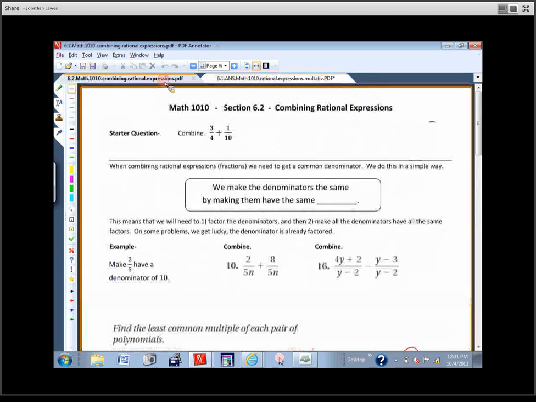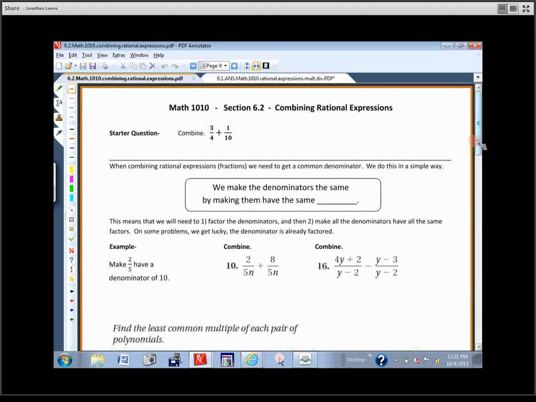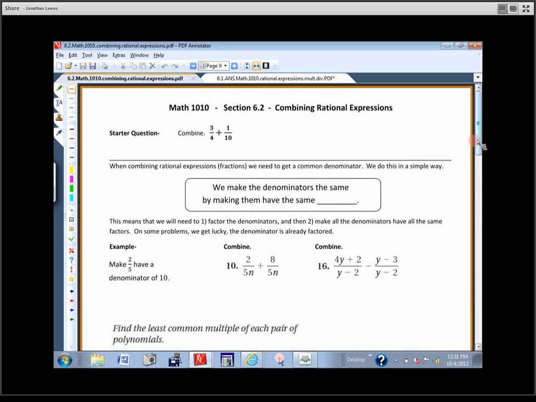So let's turn our attention to the next section. It's on combining rational expressions. Yesterday we did multiplication and division, and we showed why that's easier than adding or subtracting. That's combining rationals, because you have to get a common denominator. So let's look at this in terms of doing this particular one right here.